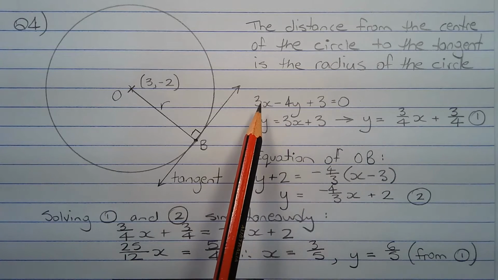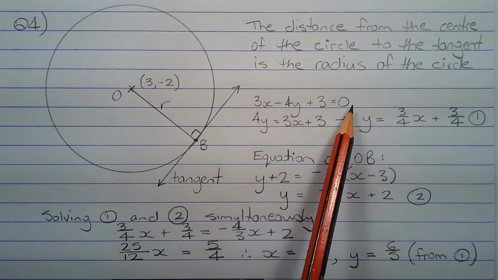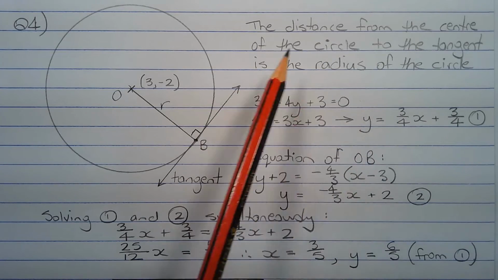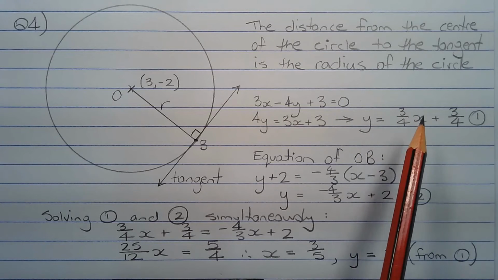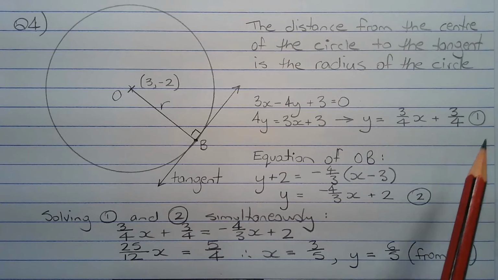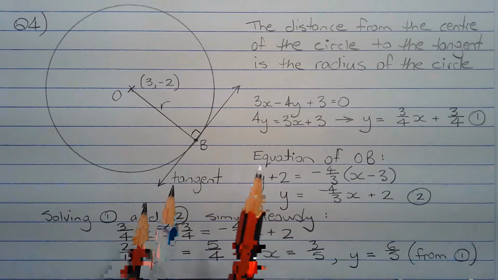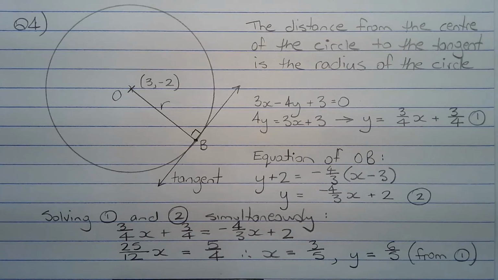So starting with 3x minus 4y plus 3 equals 0, that's the equation of the tangent in general form. Rearranging that, we get y is equal to 3 over 4 times x plus 3 over 4. We'll call that equation number 1. So the gradient of the tangent is 3 over 4.